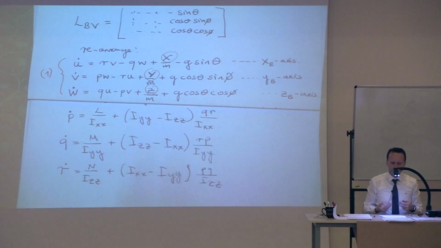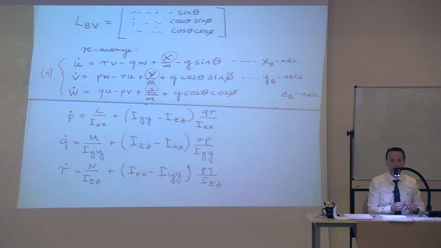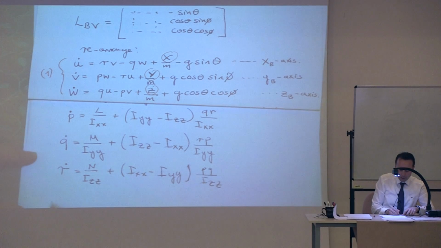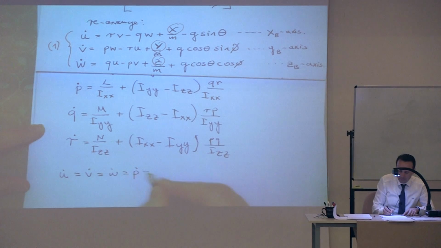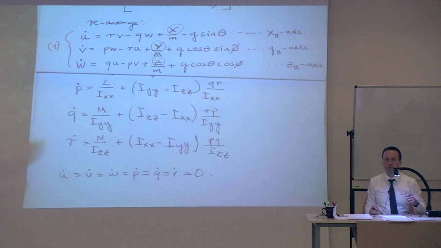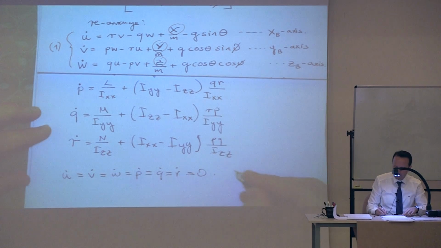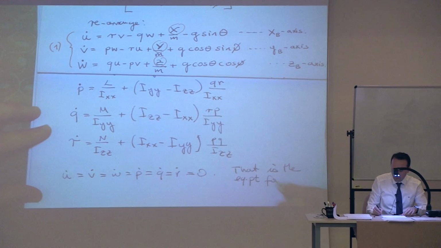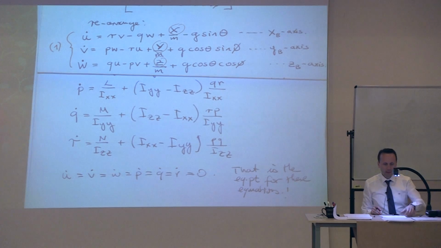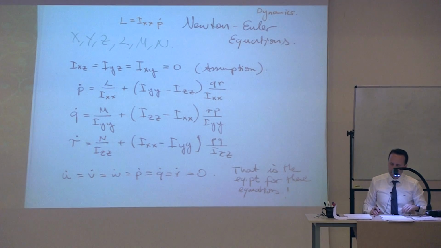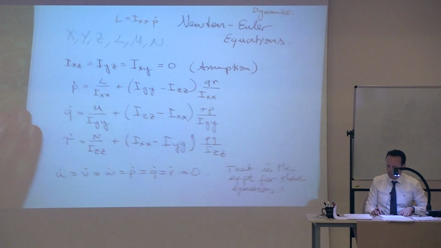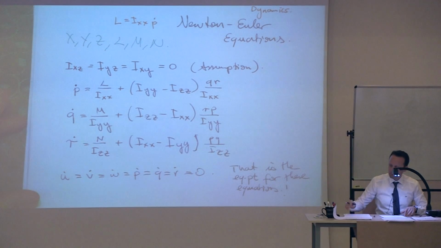Okay? So, what would be the equilibrium point for this set of equations? The equilibrium point for this set of equations would be U dot is equal to V dot is equal to W dot is equal to P dot equal to Q dot equal to R dot is equal to 0. That is the equilibrium point for these equations. Okay? So I need those numbers for my equilibrium point.